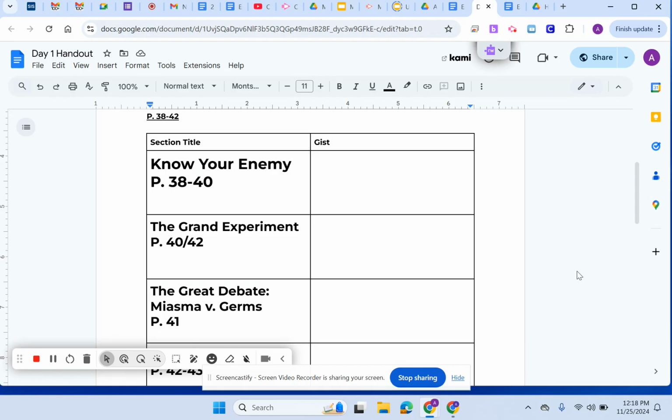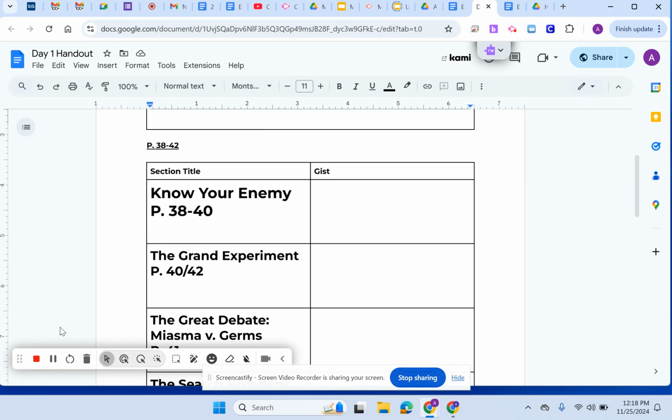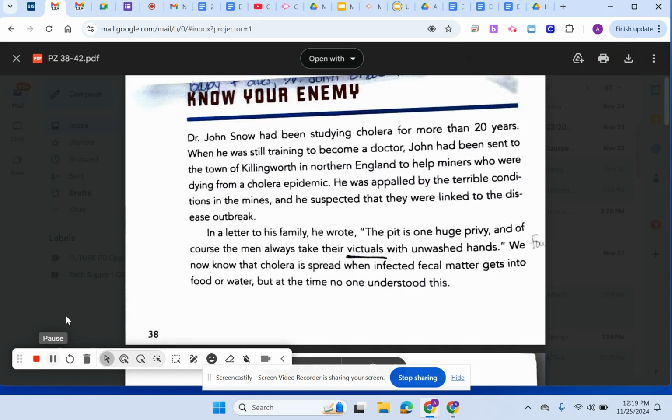After each section, I want you to pause and write a gist statement in this document. Let's begin with page 38, Know Your Enemy. All right, Know Your Enemy on page 38, bottom of the page.